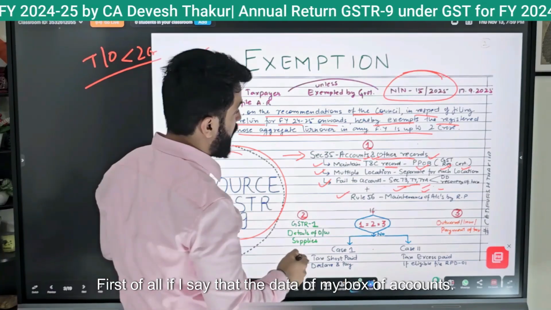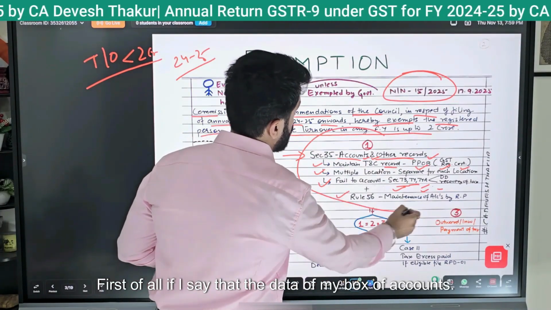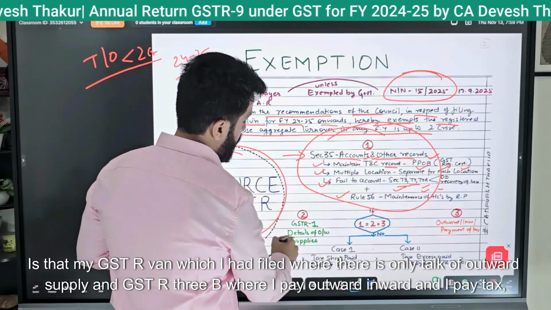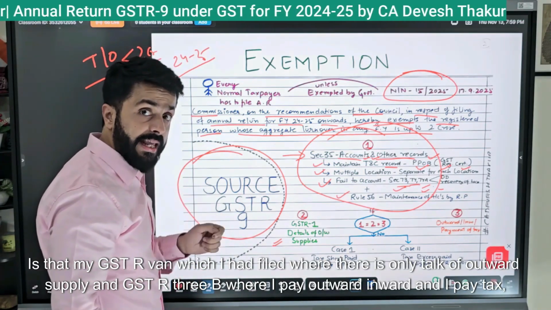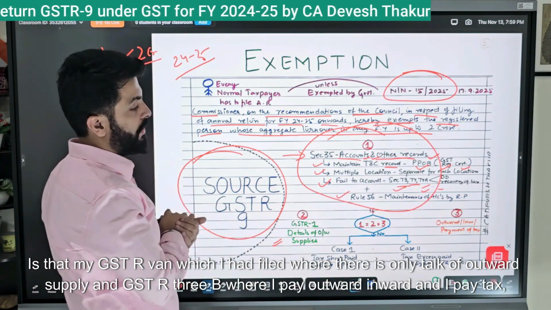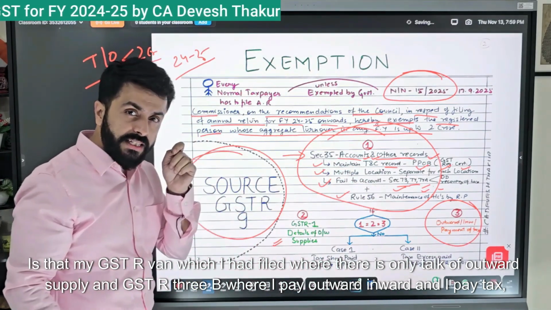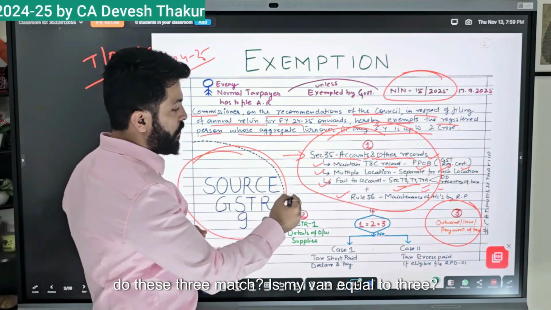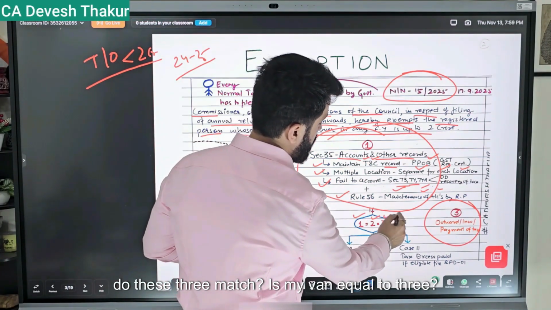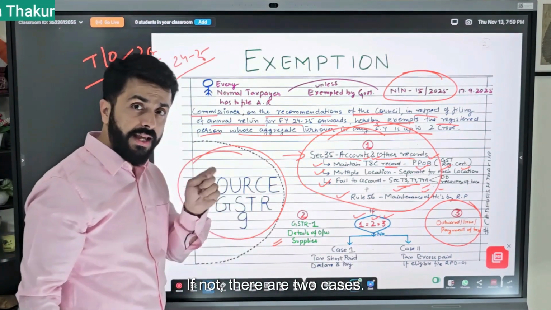First of all, the data of my books of accounts, my GSTR-1 which I had filed, where there is only talk of outward supply, and GSTR-3B where I pay tax on outward and inward supplies. Do these three match? Is my books equal to GSTR-1 and GSTR-3B? If not, there are two cases.